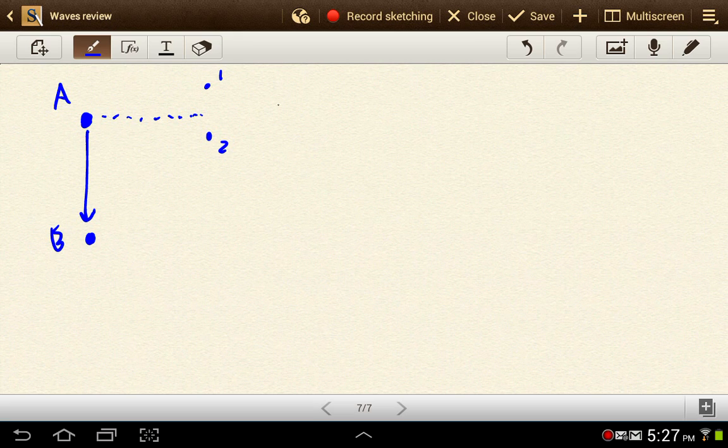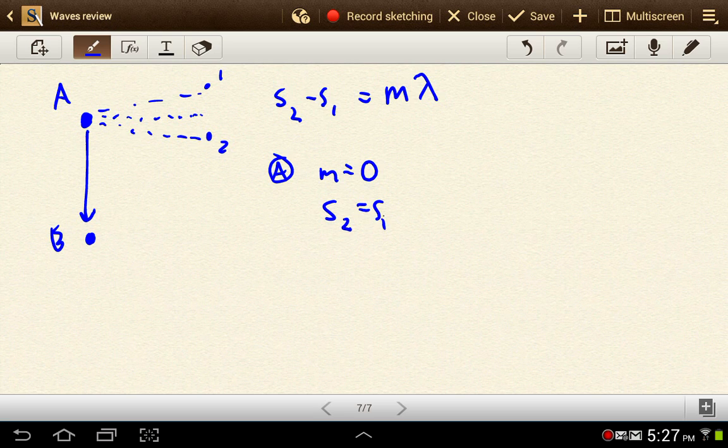So, in case you didn't figure this out, this is an interference problem. What's critical here is S2 minus S1 equals m lambda, and she spends her time on antinodes mostly, so we're going to go with that. At point A, m equals 0, and it's pretty clear that S2, the distance from her to speaker 2, and S1, the distance from her to speaker 1, are the same. That's how you know you're at m equals 0, because the wavelength can't be 0.